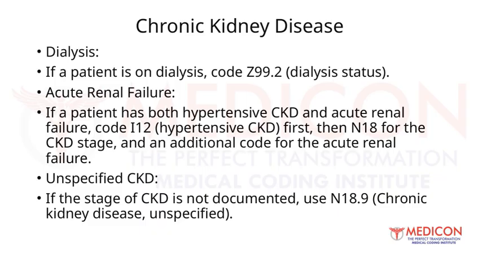And what if the stage of CKD isn't documented? In that case, you should use N18.9, which stands for unspecified chronic kidney disease. This ensures that we're still capturing the presence of CKD even when specific staging information isn't available. These coding rules are essential because they help communicate the patient's condition accurately and ensure proper documentation and billing. They also connect back to our broader goal of precise clinical coding, which supports better patient care and data analysis.